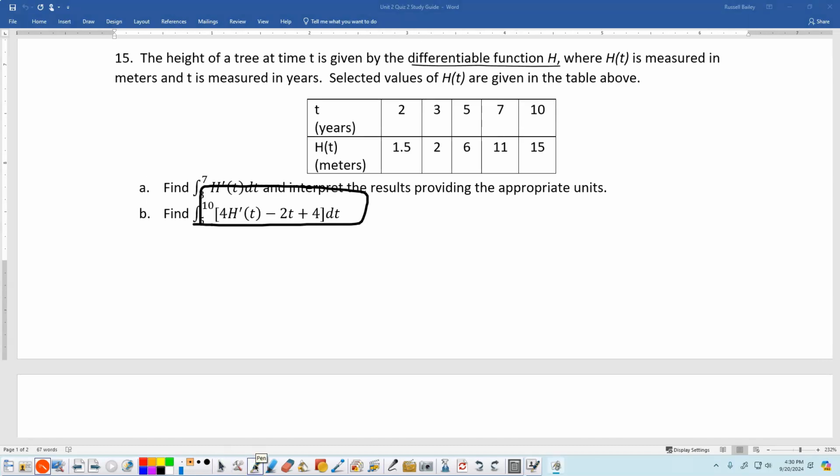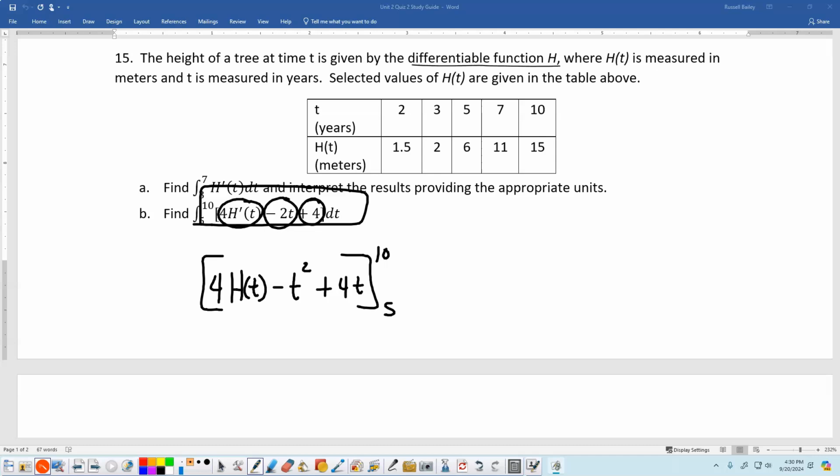All right, let's go ahead and begin here. So the first thing we're going to do is we're going to integrate. Now, when I integrate this, the 4 is going to stay, and the h prime becomes an h. When I integrate this, we're going to add 1 to the power and divide by that number, which would be a 2. So if I add 1 and get 2 and divide by 2, I end up with t to the 2nd power. And if I integrate this, I end up with 4t. So the first step is to integrate your function.